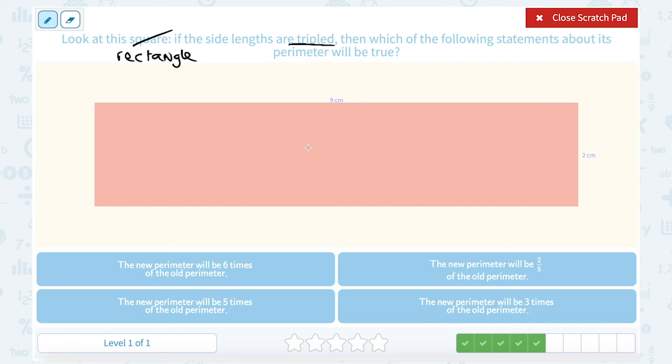Okay, well, let's think what happened in the last problem. In the last problem, we doubled both of the side lengths of our rectangle, and the new perimeter was twice the old perimeter. So this time, if I triple both the side lengths, it would make sense that the new perimeter would be 3 times the old perimeter.